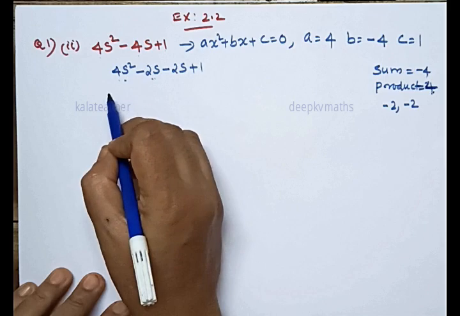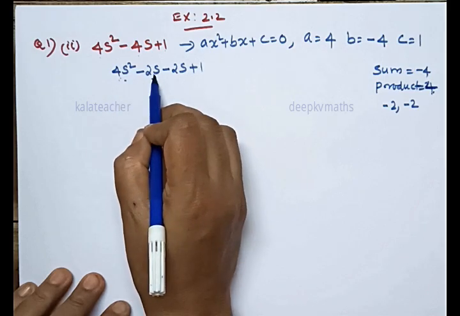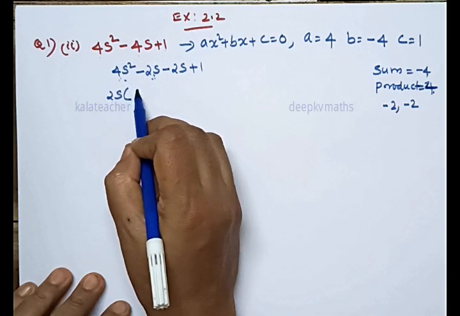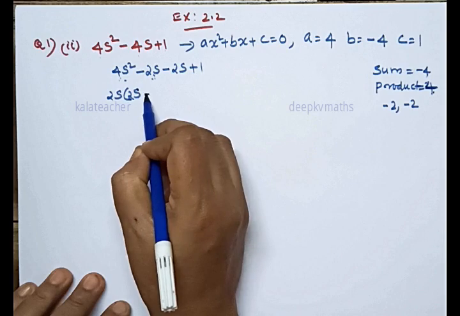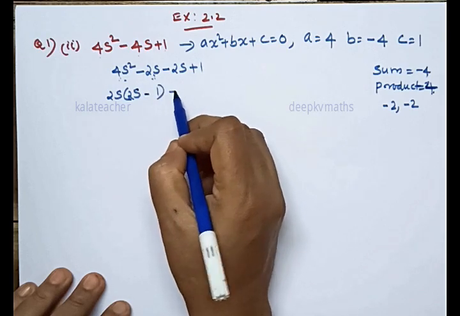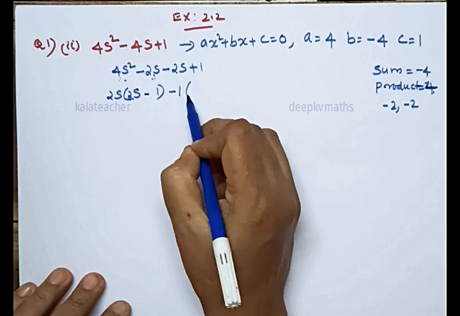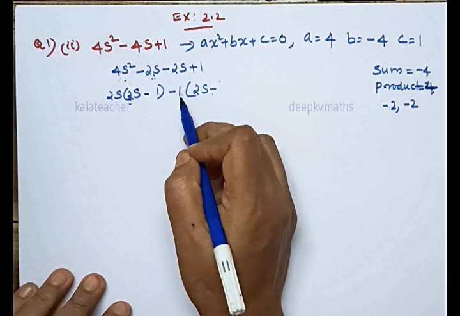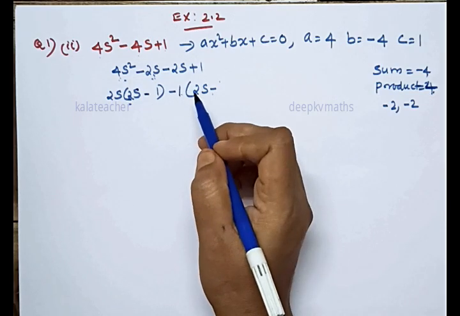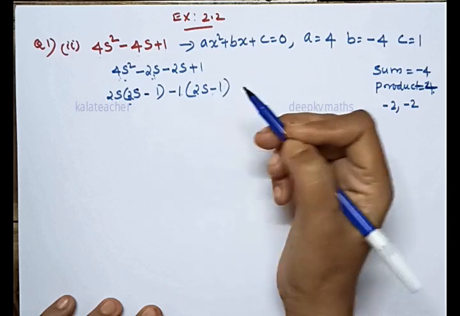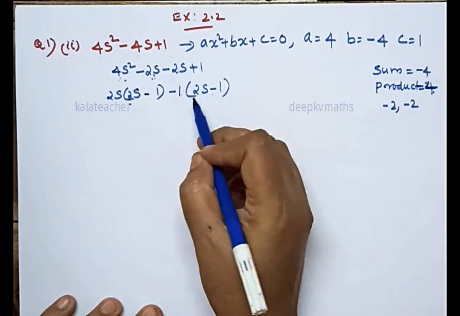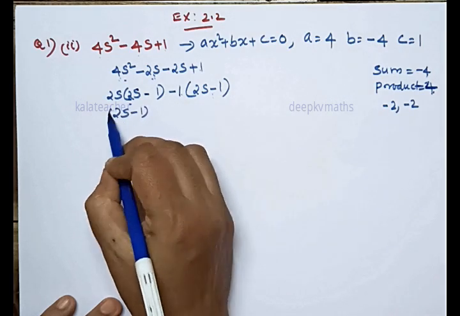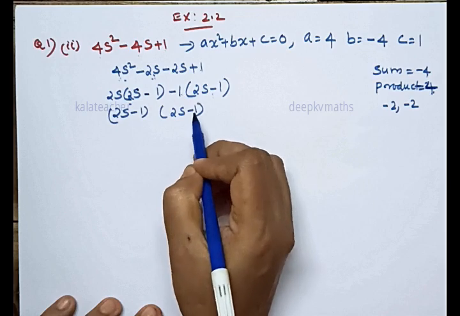Then we take out the common terms. From 4x square minus 2x, the common term is 2x, giving 2x bracket 2x minus 1. From minus 2x plus 1, we take minus 1 common, giving minus 1 bracket 2x minus 1. So the factors are 2x minus 1 and 2x minus 1.